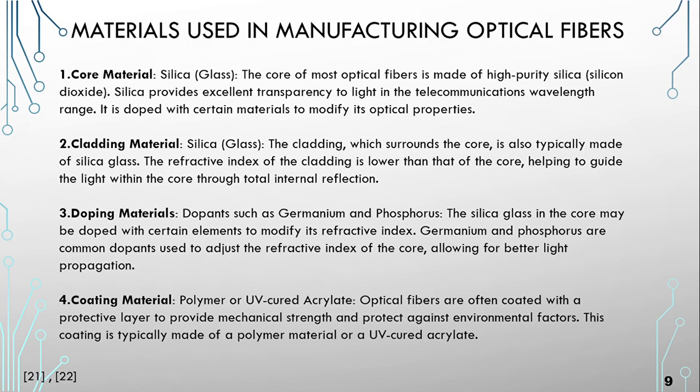And doping materials. The doping materials such as germanium and phosphorus are used. The silica glass in the core may be doped with certain elements to modify its refractive index. Germanium and phosphorus are the common dopants used to adjust the refractive index of the core, which allows for better light propagation. Coating material. Coating material is actually polymer or UV cured acrylate. Optical fibers are often coated with a protective layer to provide mechanical strength and protect against environmental factors. This coating is typically made up of a polymer material or a UV cured acrylate.